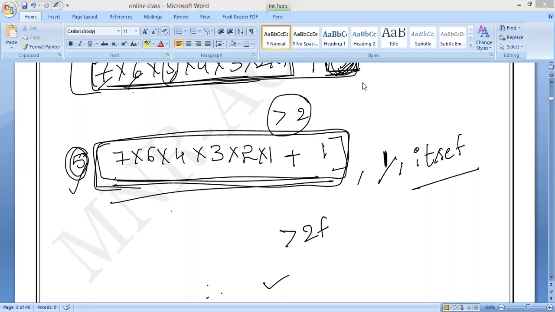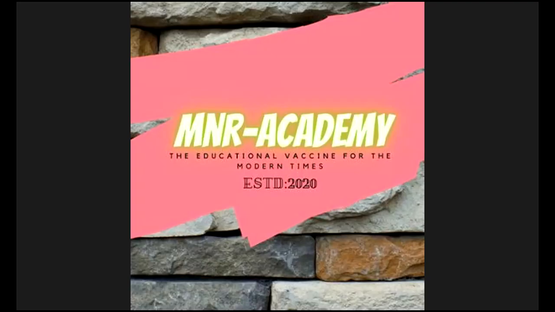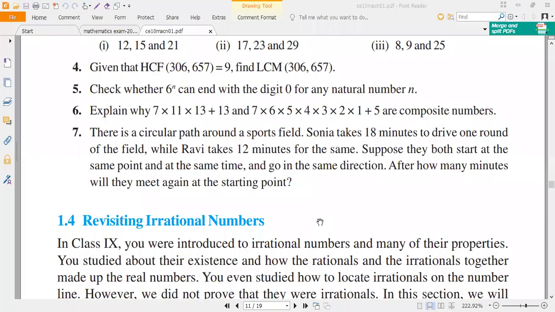That is all about the 6th question. Coming to the last question now. What is the last question? All of you read it in that exercise. Okay, the 7th question. All of you should read the 7th question.